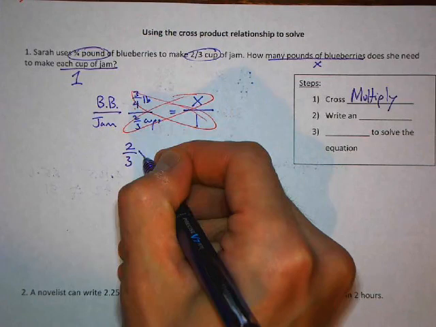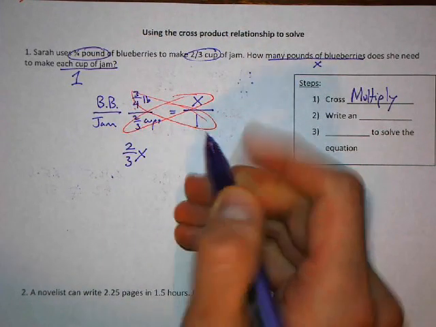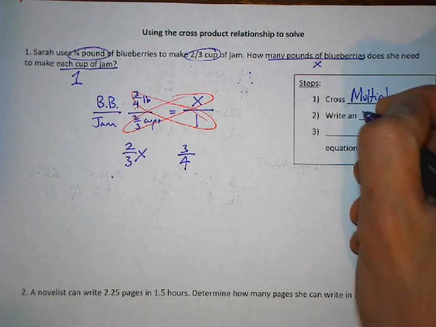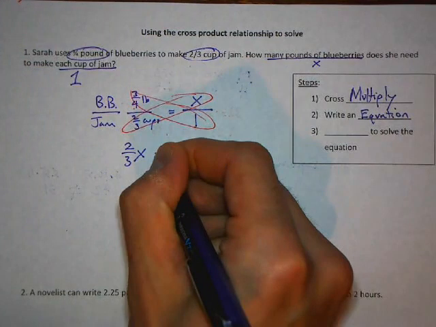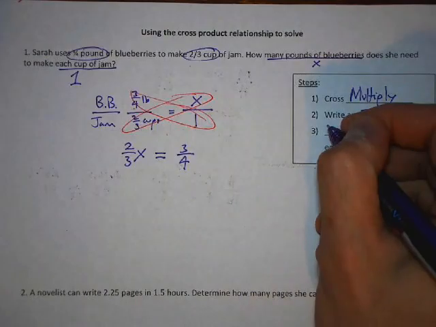2/3 times x, I'm just going to write that as 2/3 x because I can't do anything further with that. 3/4 times 1, well, that's just 3/4. Okay, the next step is to write an equation. That equation shows us that these two things are equal.